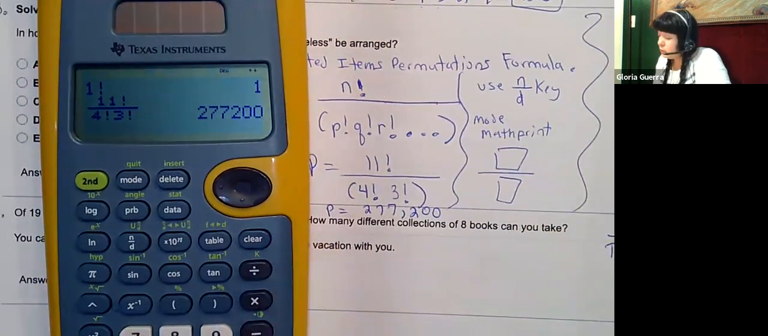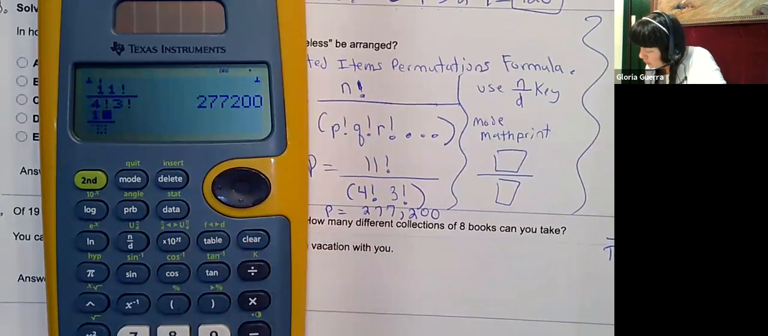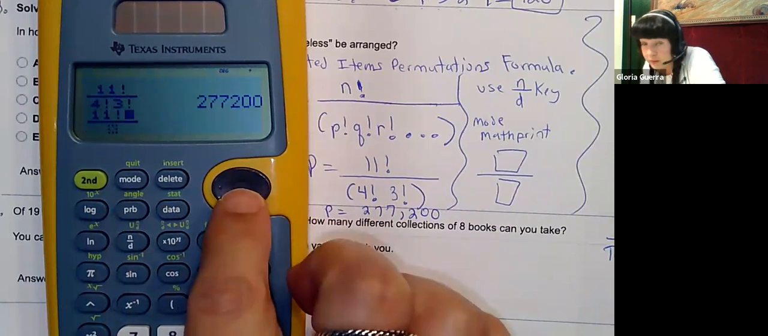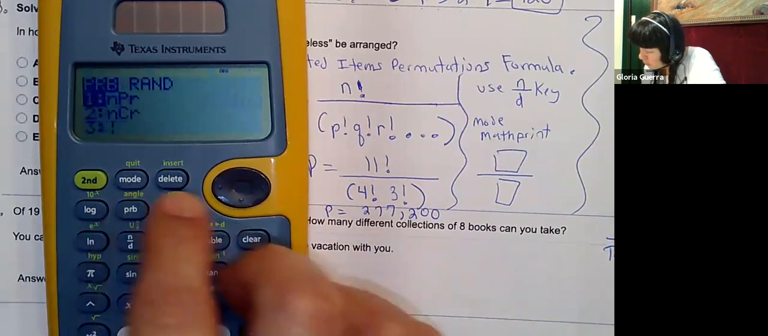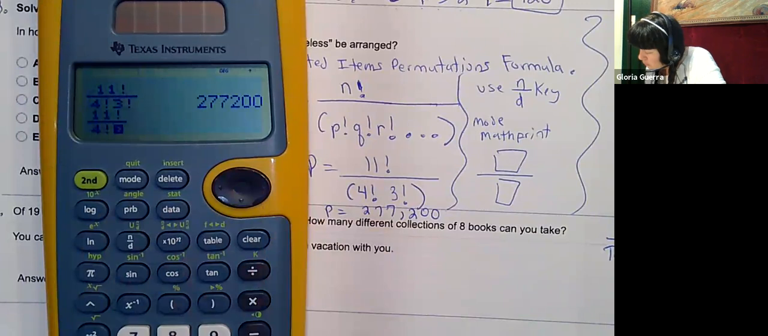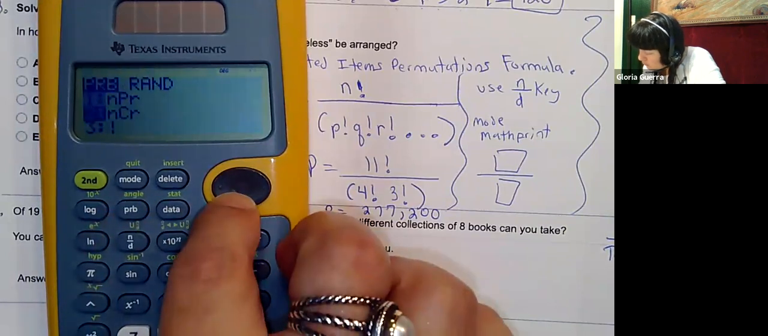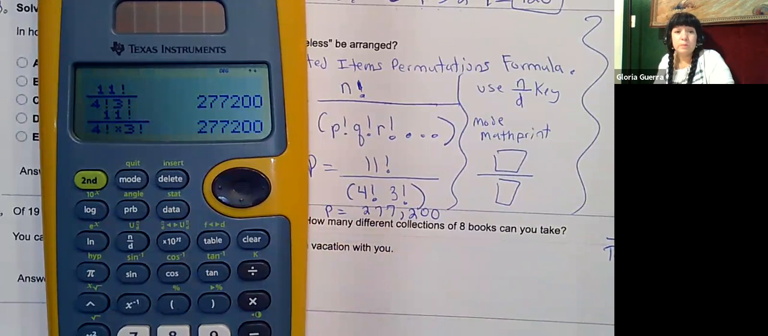Okay, so again, I'll do that again, and if you want to put the times, you can. So I have 11 probability factorial, and then press this arrow down, and then I can do 4 probability factorial times 3 probability factorial, and then hit enter.